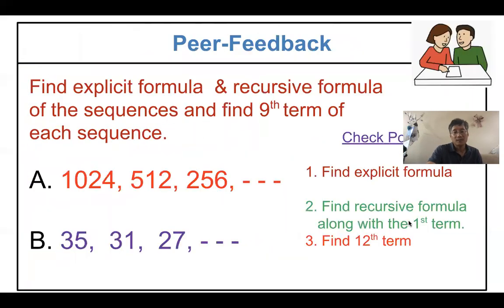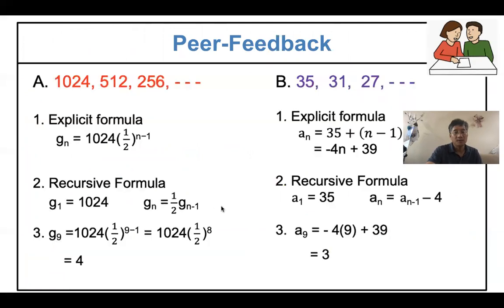So can you try this by yourself? Two sequences. And then I'll give you the answer to compare with this one. So this one is going by half, right? Each time half. This one is minus 4 each time. All right, you can compare your work with this answer. And then we'll stop here.